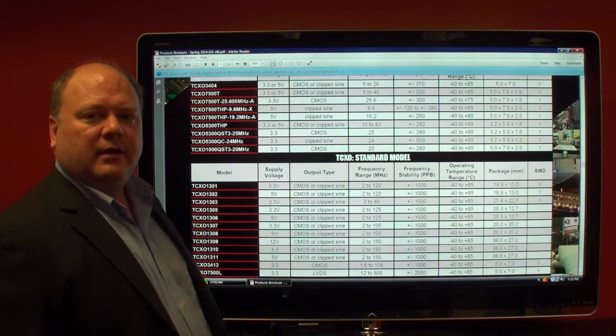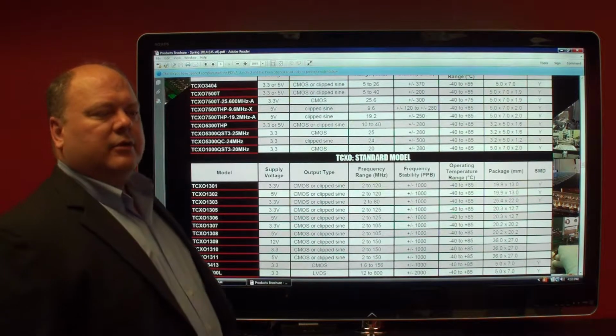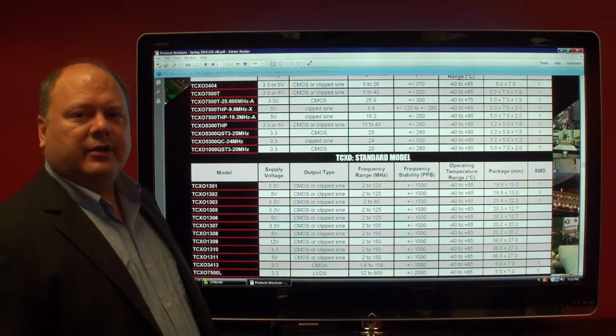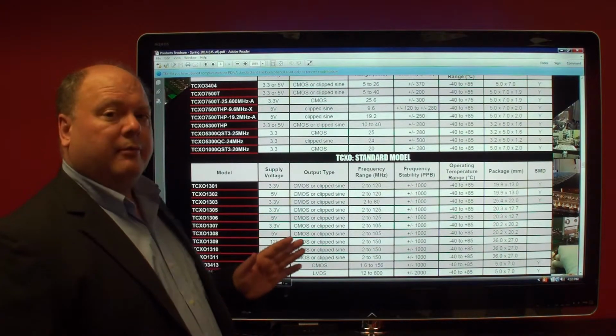Good afternoon. In this section of our 2014 product brochure for Dynamic Engineers, I want to discuss TCXO general models.